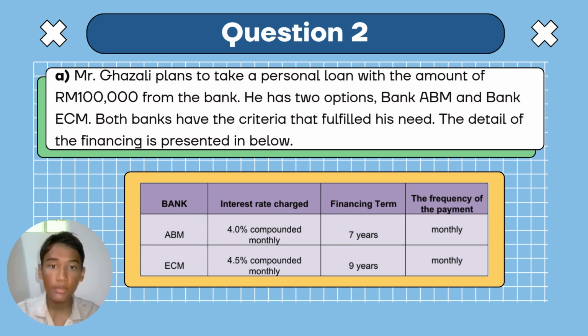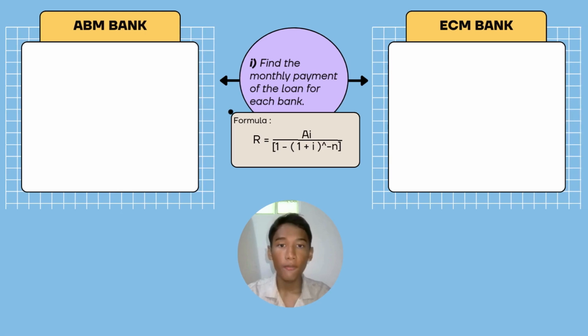For Bank ABM, the interest rate charged is 4% compounded monthly, and the financing term is 7 years. The frequency of the payment is monthly. And for Bank ECM, the interest rate charged is 4.5% compounded monthly. The financing term given is 9 years, and the frequency of the payment is also monthly, same as Bank ABM. First Roman question, find the monthly payment of the loan for each bank.